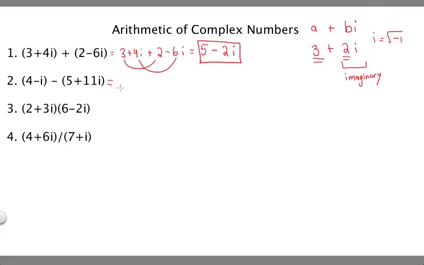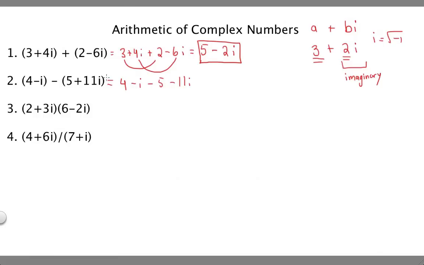Now we're going to look at the subtraction of imaginary numbers, or complex numbers, which is just a little bit different. So here we're going to expand the first parentheses, so 4 minus i. This time we're subtracting the second set of parentheses. So when we expand this, it's going to be minus 5 and minus 11i.